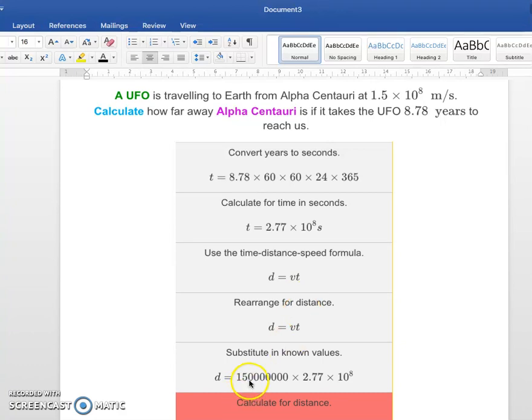So we have this number here, which is 1.5 times 10 to the 8, times the 2.77 times 10 to the 8 seconds, which gives you a distance of 4.15 times 10 to the 16 meters.